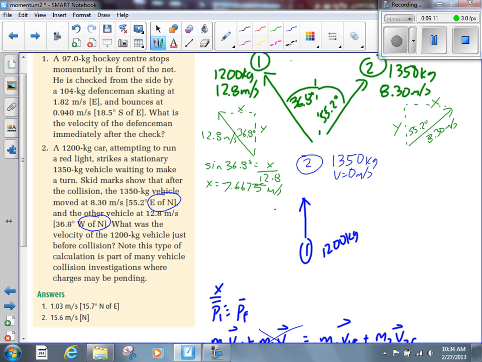Now we've got to do the y component. The y component must be the adjacent side if we just solved for the opposite side. So we're going to use cosine to find that. Cosine 36.8 degrees is equal to the y component over 12.8 meters per second. What does the y component work out to be there? 12.8 cosine 36.8. 10.24936 meters per second. Thank you. So we've just found the x and y components of object number 1 after the collision has taken place.